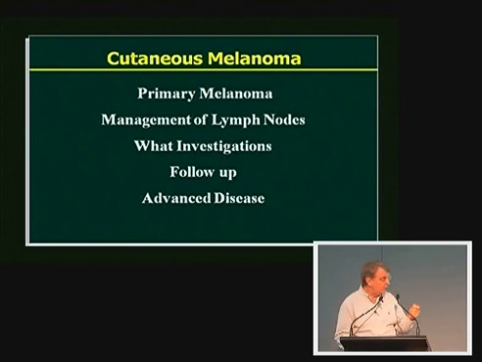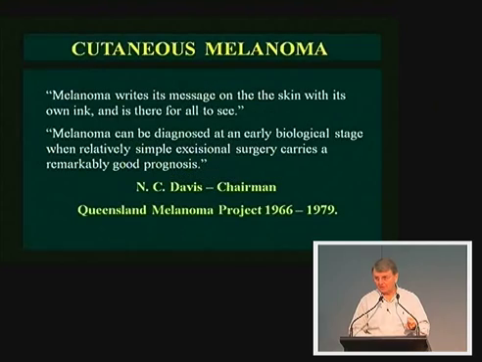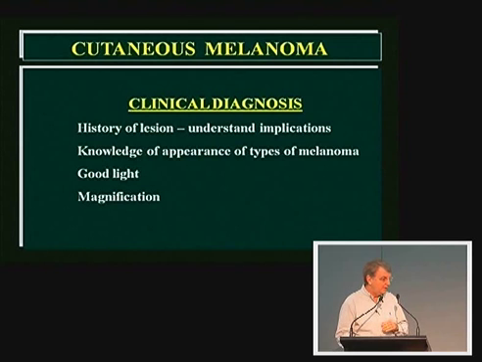Primary melanoma I'll talk about, management of lymph nodes, what investigations, follow-up, advanced disease. There's a lot to deal with. Neville Davis started the Queensland Melanoma Project in 1963, and Pip alluded to that. And he said that melanoma writes its message on the skin with its own ink and is there for all to see. Melanoma can be diagnosed at an early biological stage when relatively simple excisional surgery carries a remarkably good prognosis. What he said then was right then, and it's right now. So not much has changed.